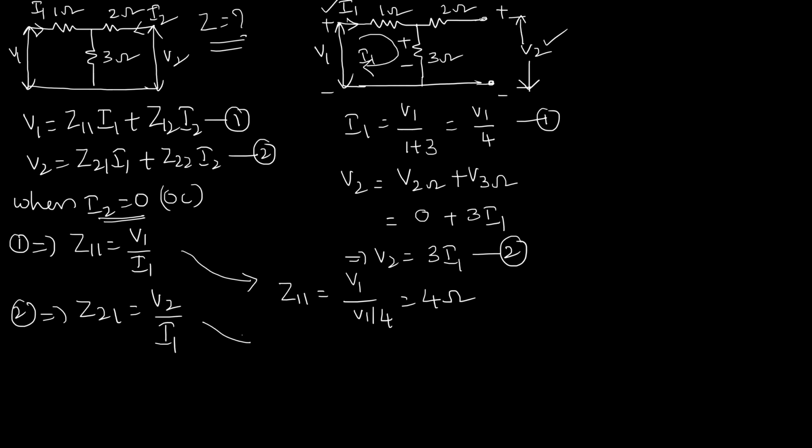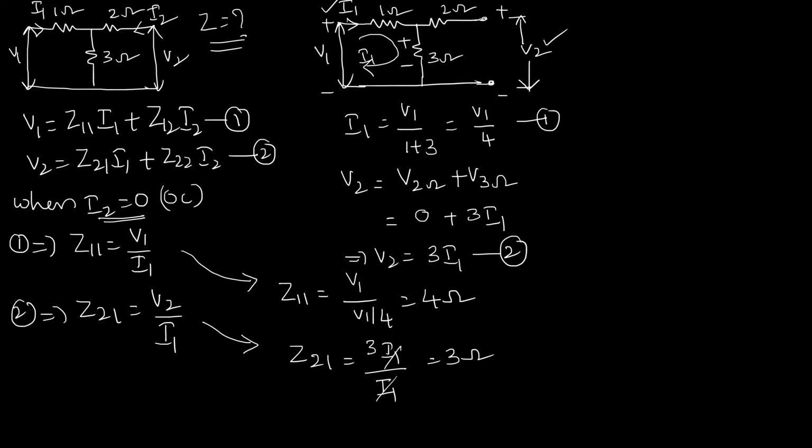Now go for the other one. This is Z21. This is V2 by I2. So V2, what is V2? From equation 2 we can say that it is 3I1 by I1. Don't write any substitute for I1 because it is straight away cancelling. Okay, it will be 3 ohms. That's it. So the first case is over.